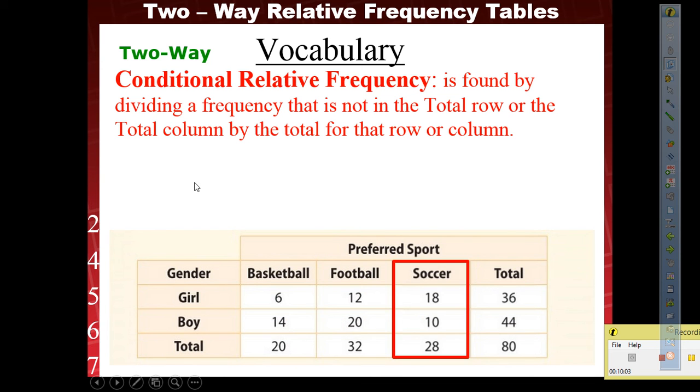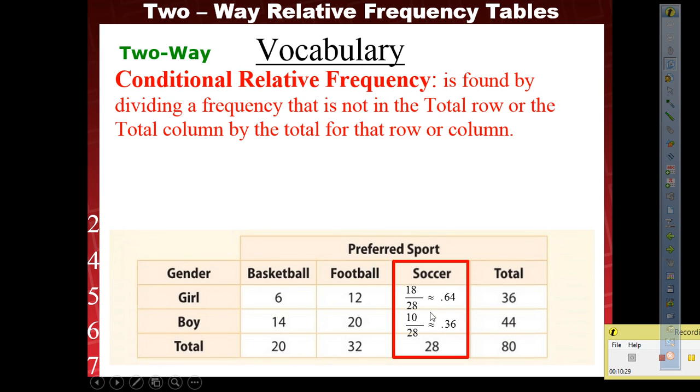The conditional one depends on which condition they're asking you to look at. If I focus on soccer, I'm focusing on this condition, soccer. To find the relative frequency of this condition, what am I going to do? 18 divided by 28, 10 divided by 28, because I'm only focusing on that condition. Everybody see that? So that's the only difference between finding your marginal and joint and the conditional.